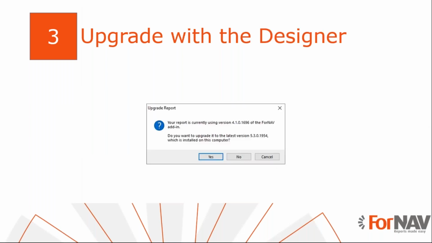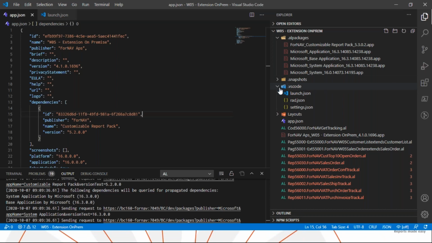And after we've upgraded ForNAV, we can start upgrading our reports. That is as simple as opening them in the ForNAV designer and saving them. So let's go and have a look at the extension we have in VS Code.